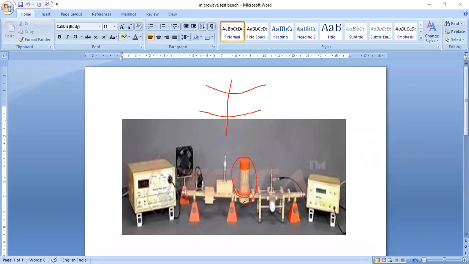But another procedure is there. What is the other procedure? Successive minima you have to calculate. So how to calculate the successive minima? Whether you are following the direct frequency measurement or successive minima frequency measurement in your lab.